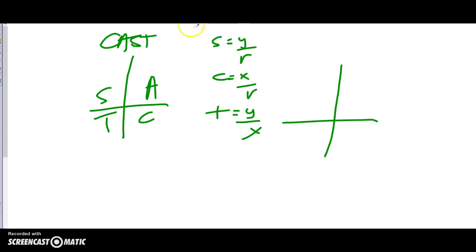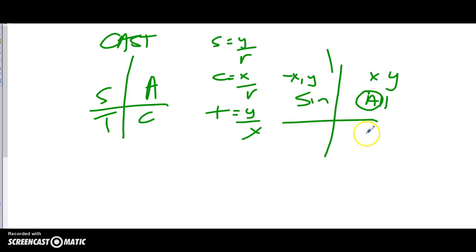If I want to figure out what signs these are in each quadrant, well, in this one I have both x and y positive, so all my ratios are positive. Here I have negative x and positive y. Sine will be positive because y is positive, and don't forget r is always positive. Because x is negative, cos will be negative, and tan will be negative. So the only thing that's positive here is sine. So all is positive in quadrant 1, and sine is positive in quadrant 2.